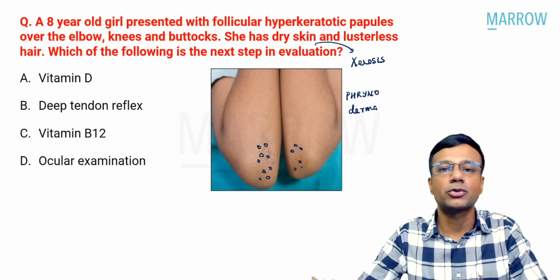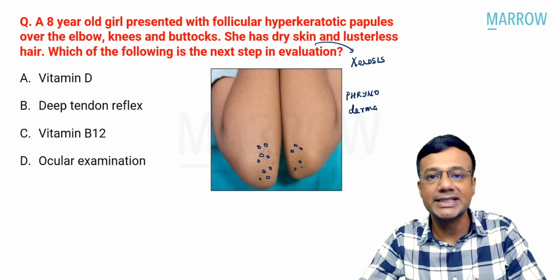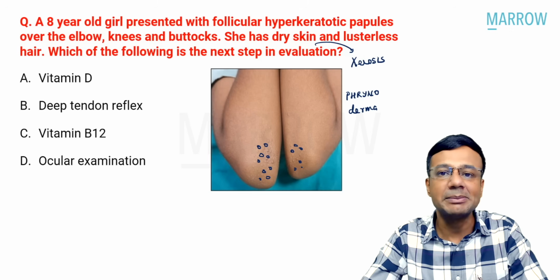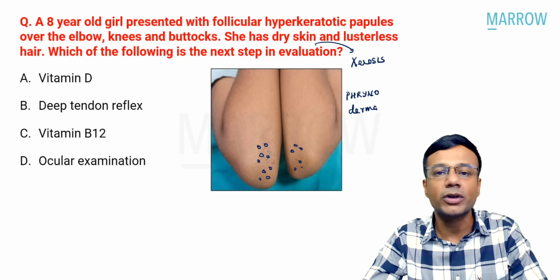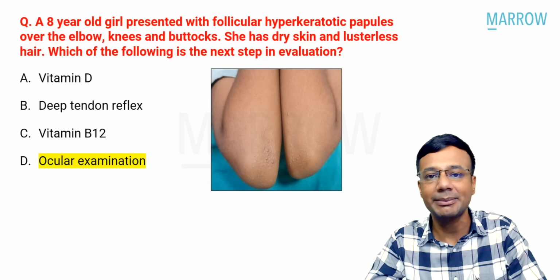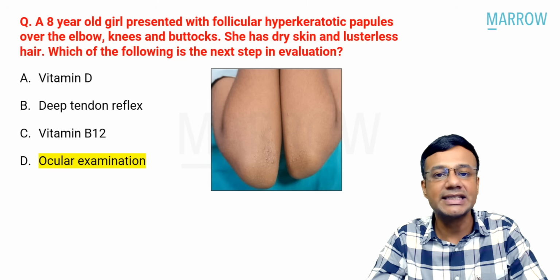Phrynoderma is also known as toad skin, which could be a manifestation of essential fatty acid deficiency or vitamin A deficiency. In the context of vitamin A deficiency, the next step, what I would want to do is I would want to perform an ocular examination to look for vitamin A related deficiency signs. So the answer is option number D.